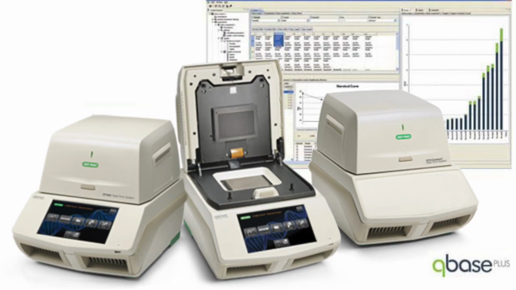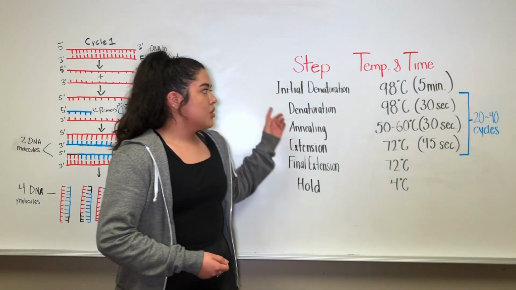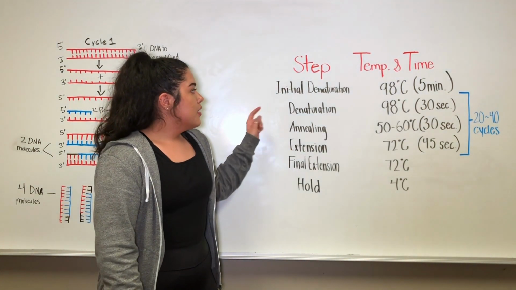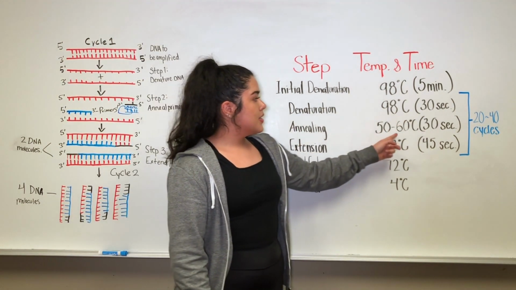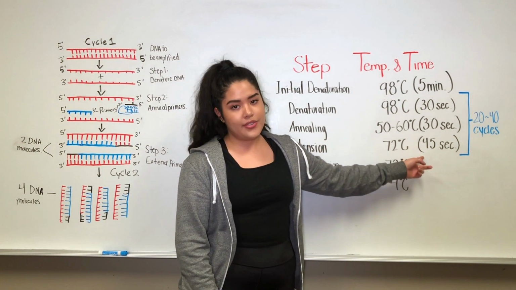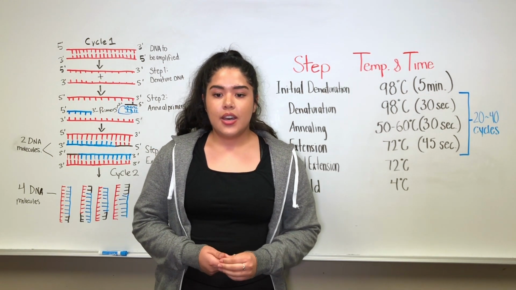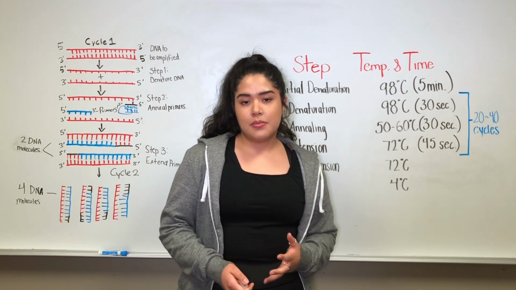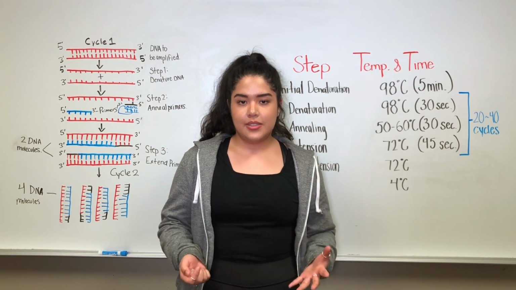This plate is taken into the RT-PCR instrument, where the instrument uses initial denaturation at 98 degrees Celsius for 5 minutes. Then the cycles begin. Denaturation at 98 for 30 seconds, annealing at 50 to 60 degrees Celsius for 30 seconds, and extension at 72 degrees for 45 seconds. Then final extension at 72 degrees happens. The data is collected at this point, and the RT-PCR instrument can give you a lot of results that you can then use to calculate your data.